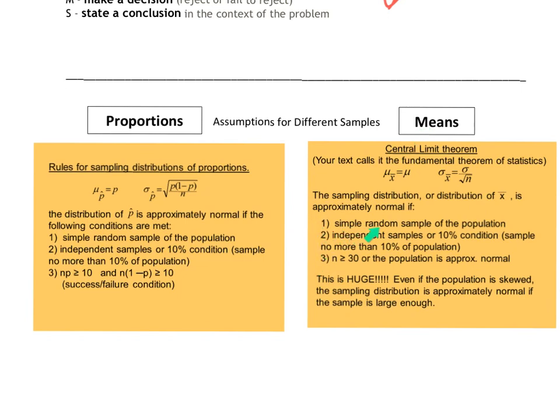Number 1, was there a random sample of the population? Number 2 is called the 10% condition. And on Blackboard, I put a link about explaining the 10% condition from Khan Academy. And then number 3 is n greater than 30. If you remember, this is the central limit theorem. And so that makes sure that the data is normal. The population is normal.